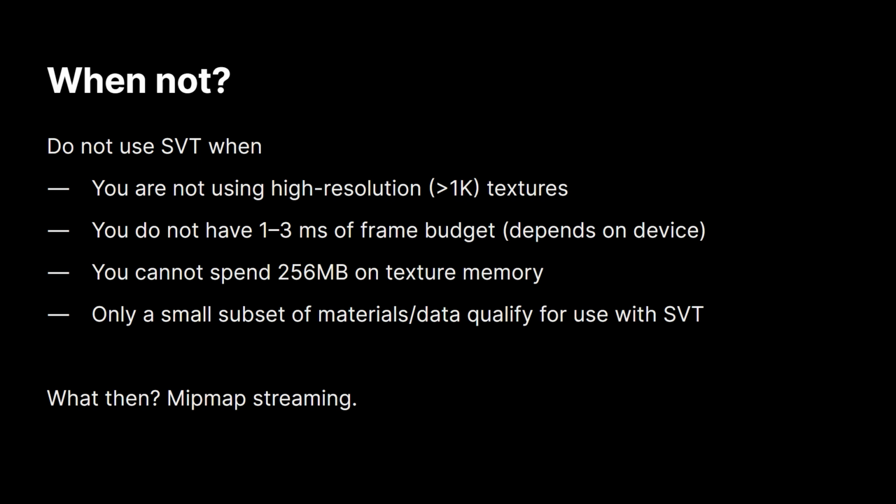And then also, if only a very small subset of your materials actually qualifies for use with streaming VT, and these are not always visible, so most of the time no VT materials are visible, then maybe it doesn't make sense to use streaming VT, because you're always paying the cost of having VT on. Then bitmap streaming would probably be the next obvious choice.